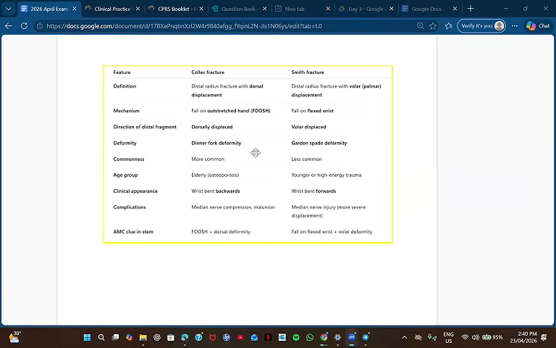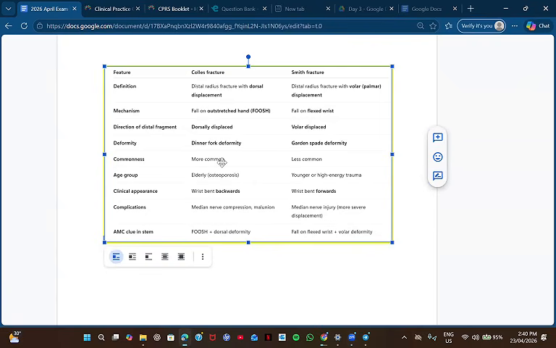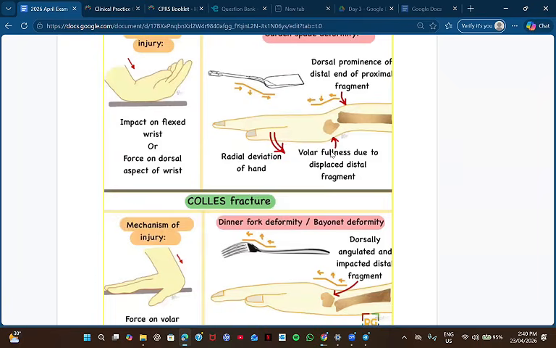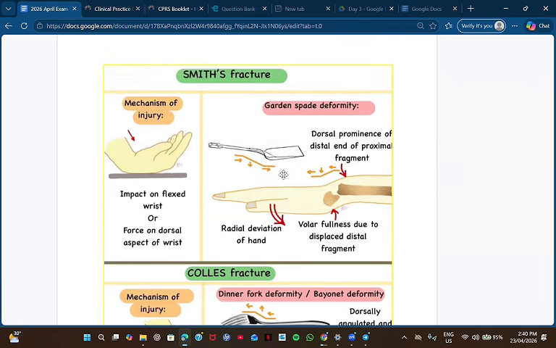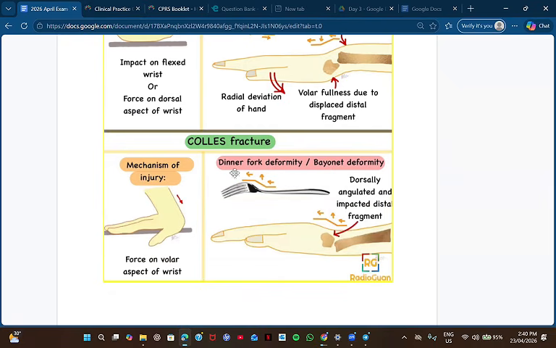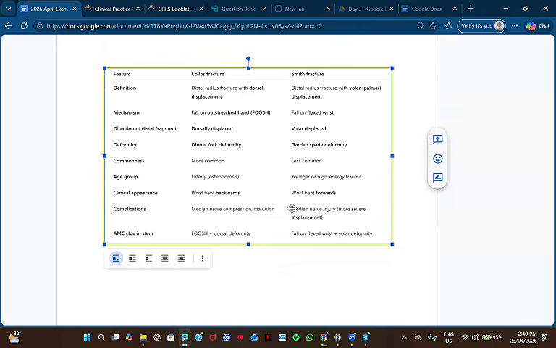Then deformity. We have two types of deformity. Especially for Colles, we have dinner fork deformity. For the Smith fracture, we have garden spade deformity, right? So here, garden spade deformity, you can see here. Can you see here? Then for the Colles fracture, we have the dinner fork deformity. It's like a dinner fork.